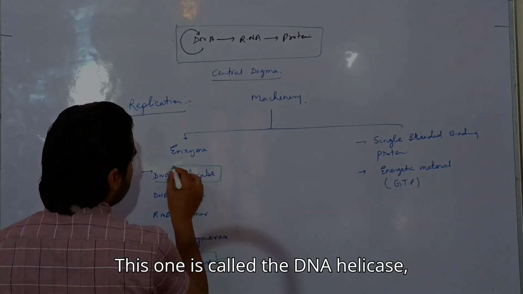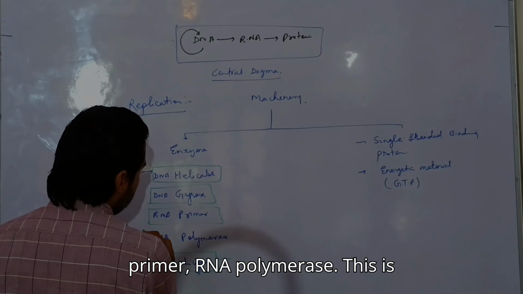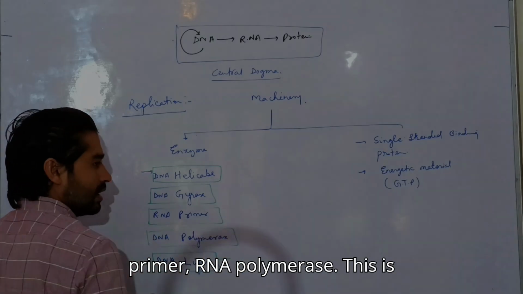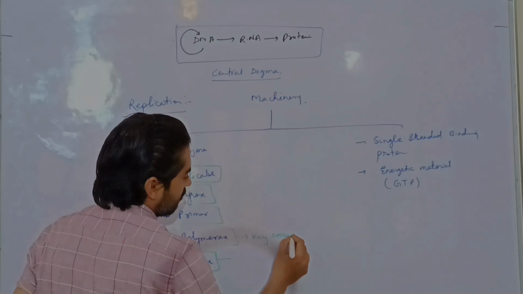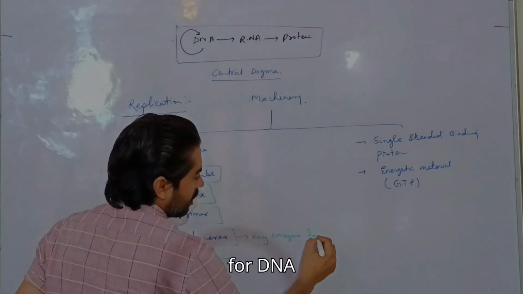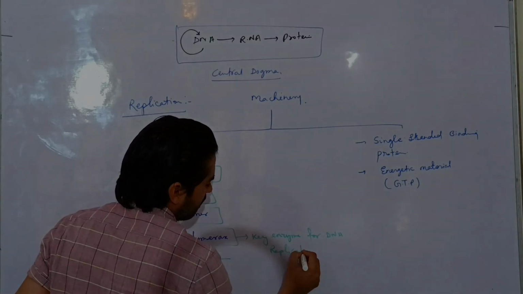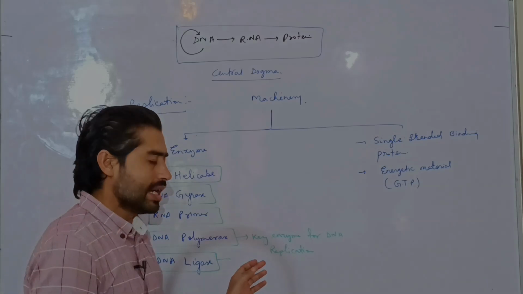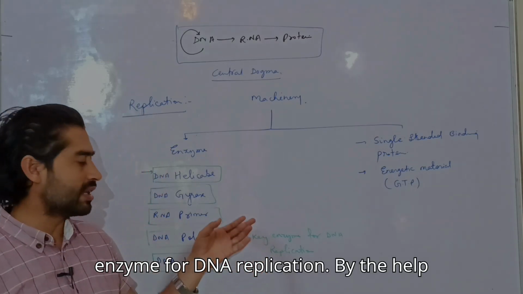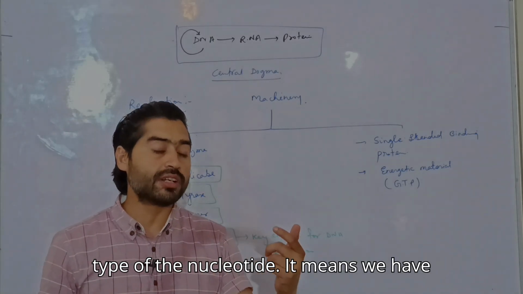This one is called DNA helicase. Second is DNA gyrase, then RNA primer, then DNA polymerase. This is the key enzyme for DNA replication, or we can say this is the major enzyme for DNA replication. With the help of this enzyme, it will recognize the type of nucleotide.